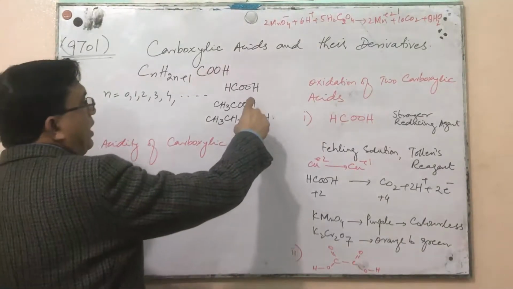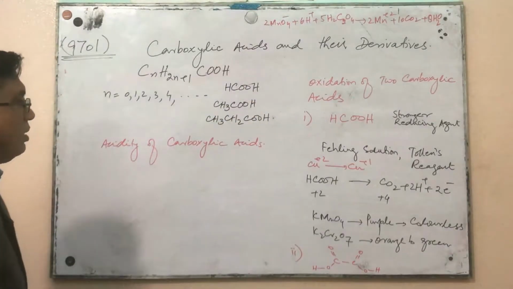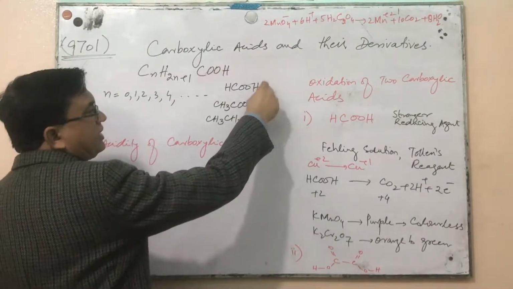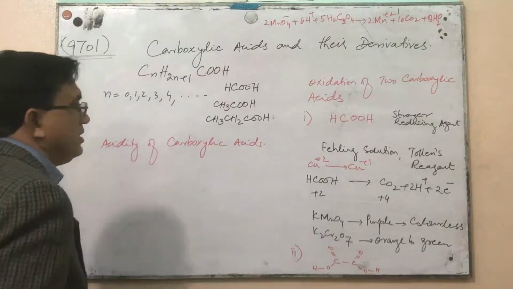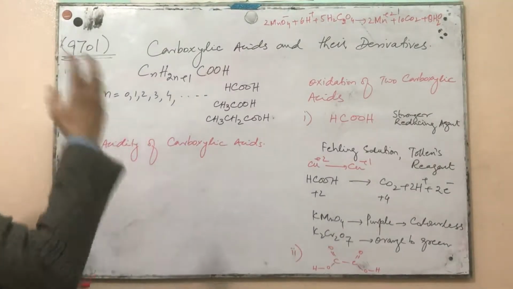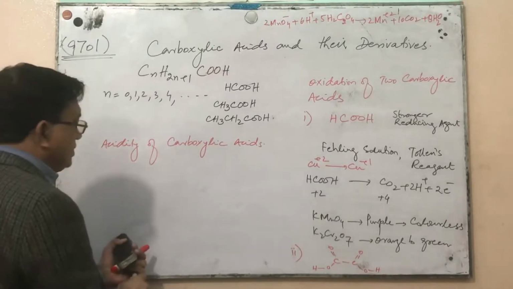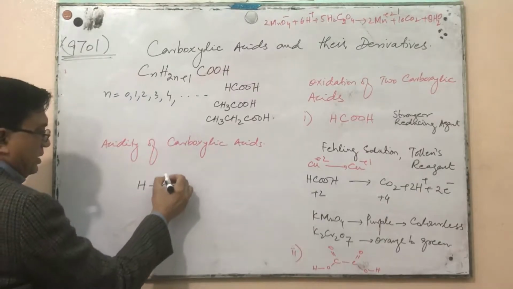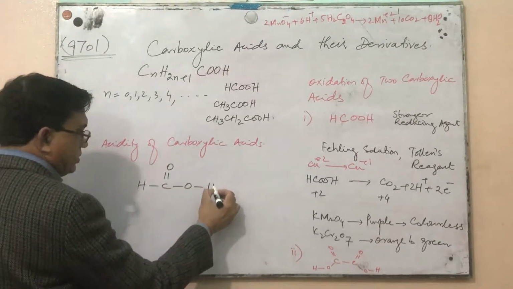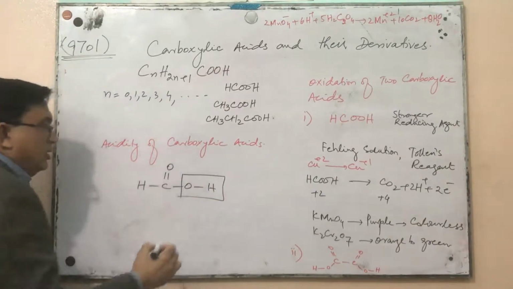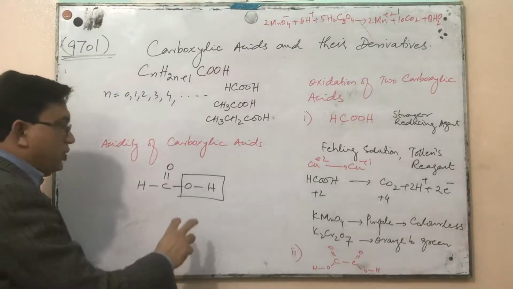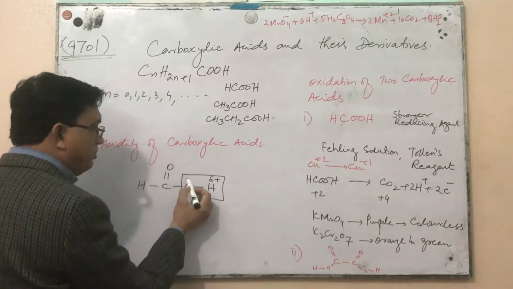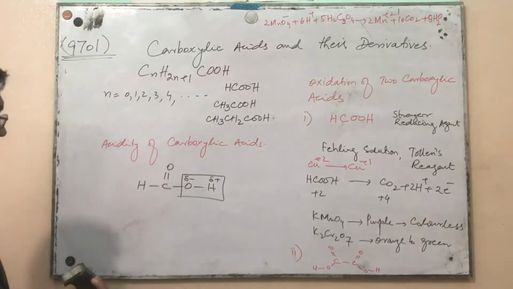Now, we have to discuss the acidity of the carboxylic acids. The first member, methanoic acid, is the strongest acid in this homologous series. Why is it? Because the carboxylic acids are represented just like this. The first member is H-C double bond O and H. Now, this bond between oxygen and hydrogen is polar. Partial positive charge comes on hydrogen and partial negative charge comes on oxygen.